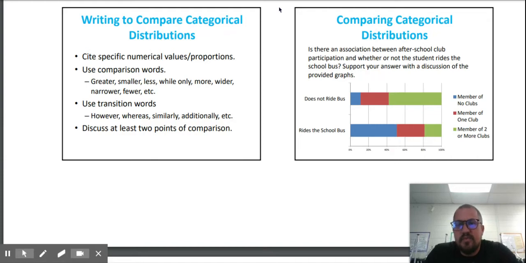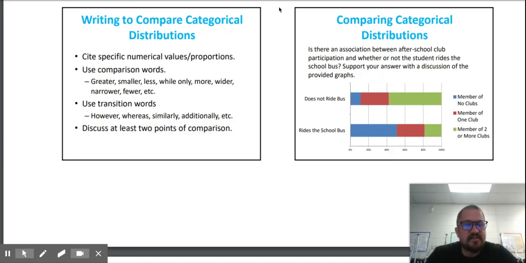So finally, when you're comparing categorical distributions, when you're writing it, you want to use specifics. You want to talk specifically and say like 52% of seniors like this, or 30% of sophomores like this. And you want to use comparisons like the seniors were greater than the sophomores, or the juniors were less than the freshmen. So you want to use comparison words and transitions: however, whereas, similarly, things like that. And you always want to discuss at least 2 points of comparison.